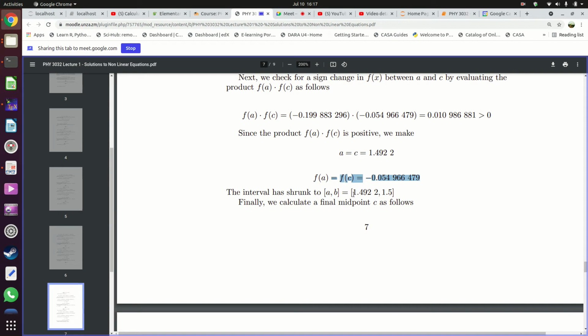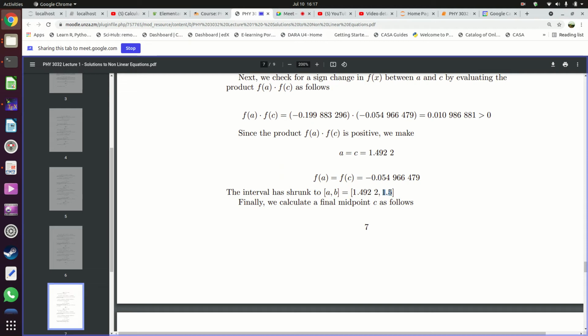AB is now 1.4922, and the other one, our B, is 1.5. So these are very, very close. Now our interval has become very, very small. Are we clear? Yeah, our interval has become very, very small.